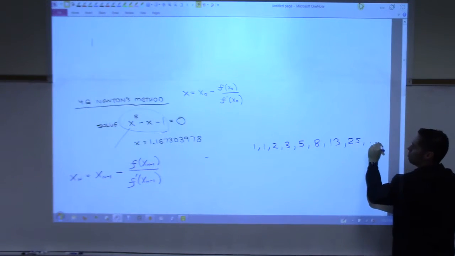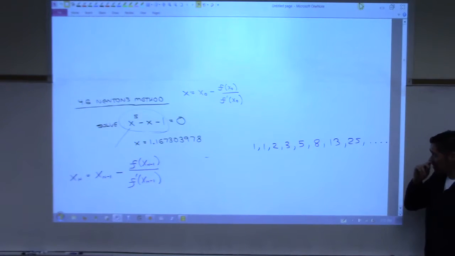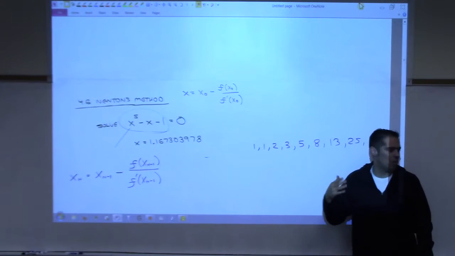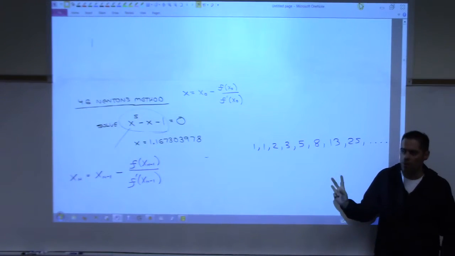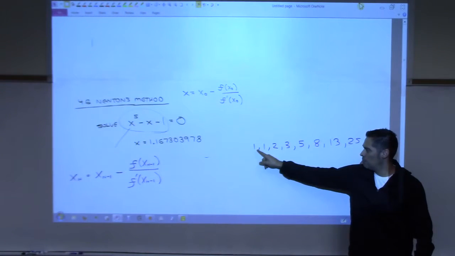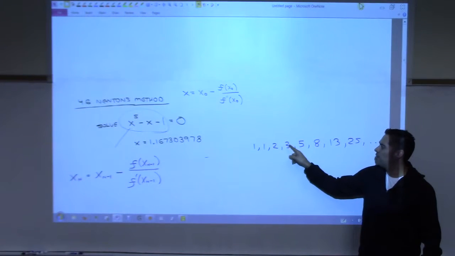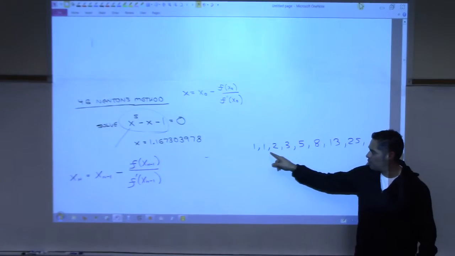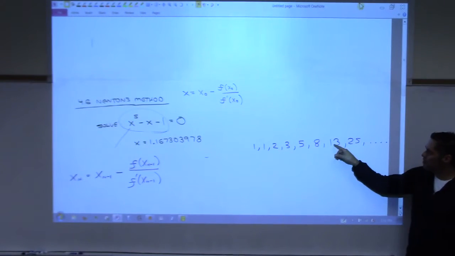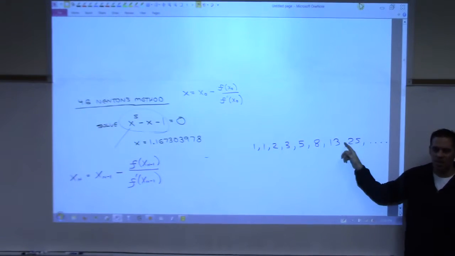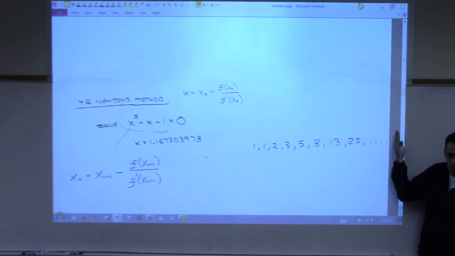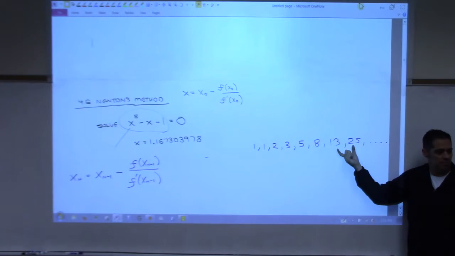This is the first few terms of the Fibonacci sequence. The way it works is that the first two numbers in this list are 1 and 1. That's it, they just start at 1 and 1. The next number is the sum of these two, and then the next number is the sum of the previous two. So 3 is 2 and 1. 5 is 3 plus 2. 8 is 5 plus 3. 13 is 8 plus 5. 21 is 13 plus 8. And this is a very famous sequence called the Fibonacci sequence. In order to know the next number, you have to know the 2 before it, right?